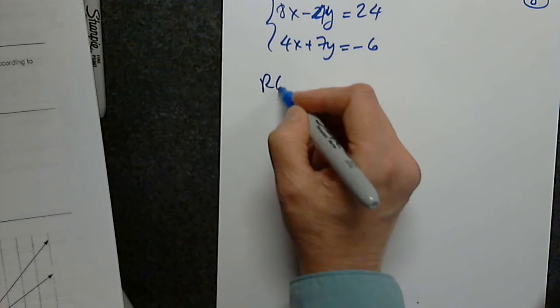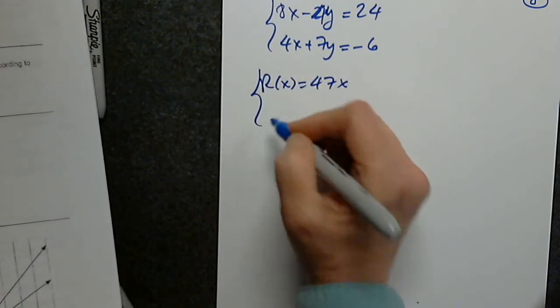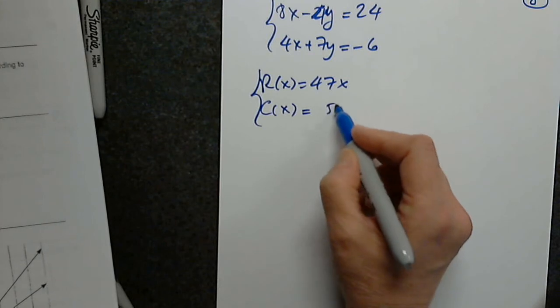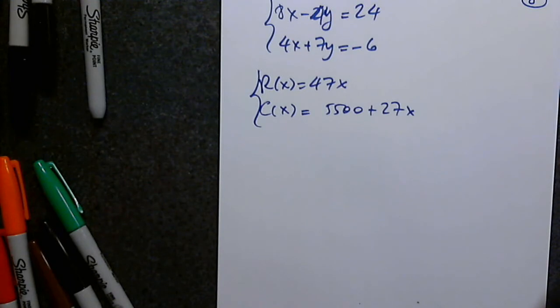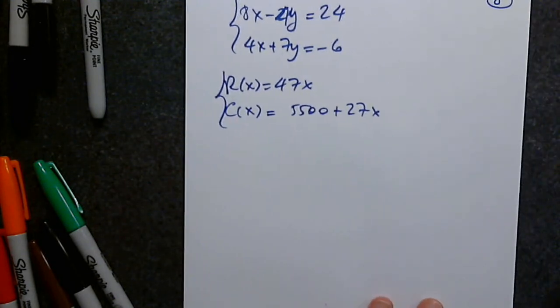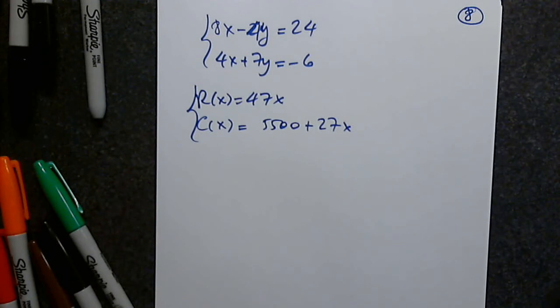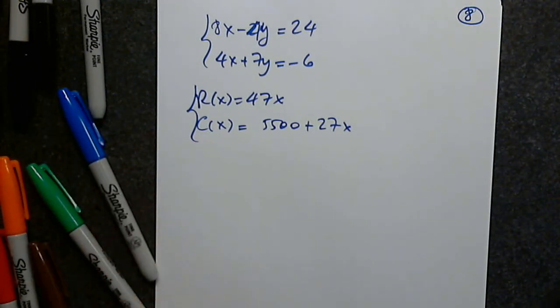Okay, so here we are given the revenue, which is 47 times x, and we are given the cost, which is 5,500 plus 27x. We are asked to find the break-even point, and the break-even point is always determined when the revenue equals the cost. So is this a system or is this a ratio? It's a system, because there are two lines and they intersect. So we want to determine the point of intersection, which is the break-even, when the revenue equals the cost. That's all we need to do.